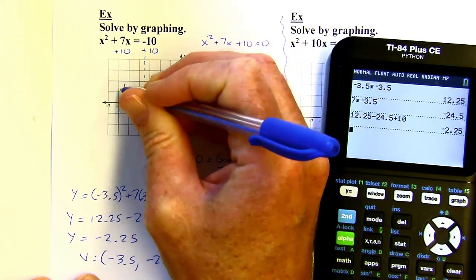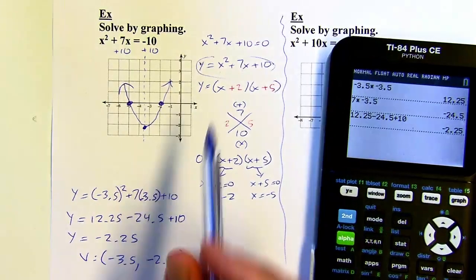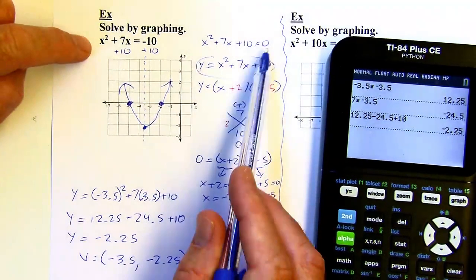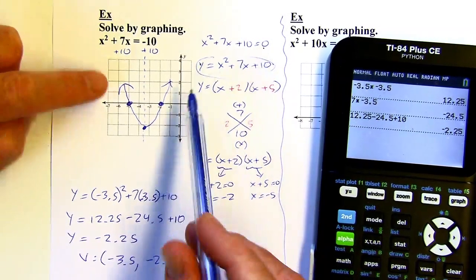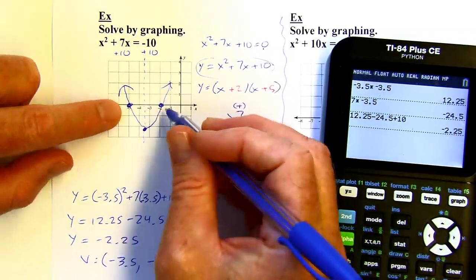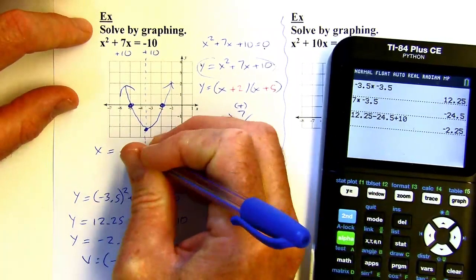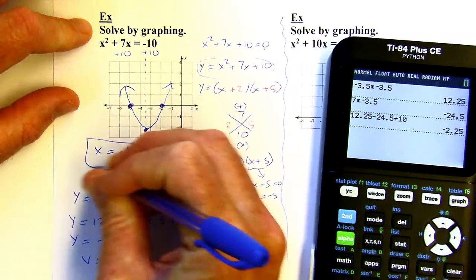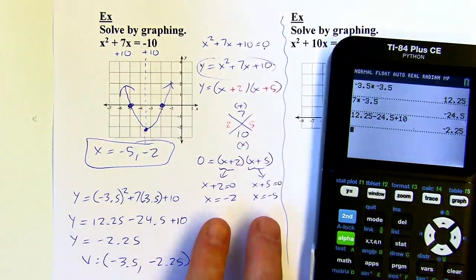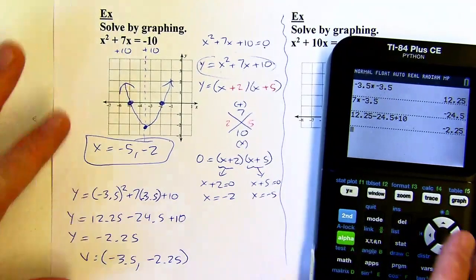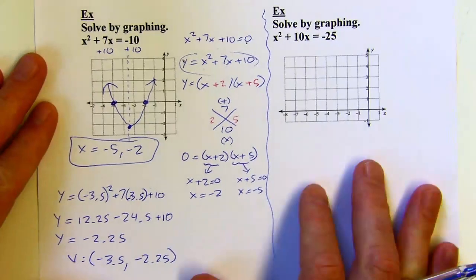But yeah, it's all a little bit more work than I needed, because ultimately this says to solve, and that means I'm looking for the x values of this equation, and I already knew that those were going to be the x-intercepts. So that means x equals negative 5 and negative 2. So this one had 2 solutions. I really could have stopped after I factored and solved that equation. Okay, but there it is by graphing.